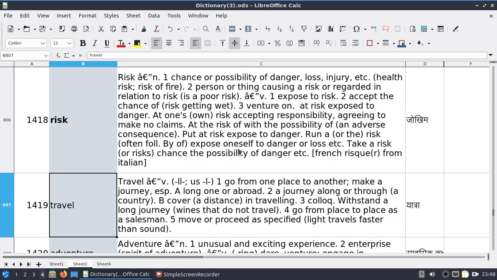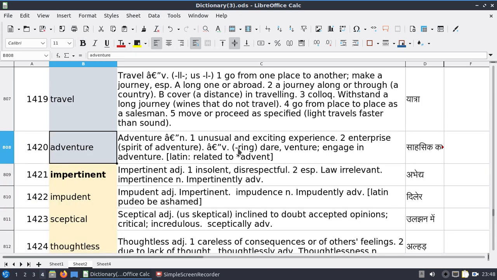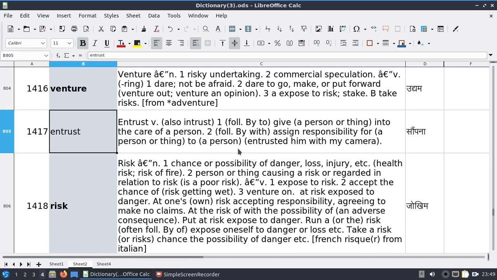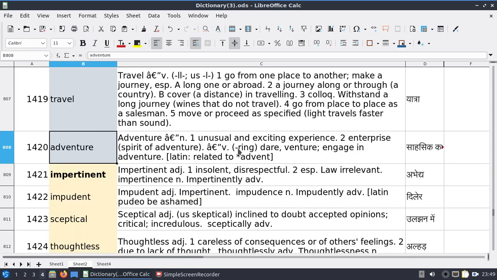Travel has nothing to do with venture. Adventure, we had already discussed. It is some exciting experience. It might be risky. It might be risky also, but it is about exciting experience. So venture is actually risk. When there is a better word, we should pick the better word.